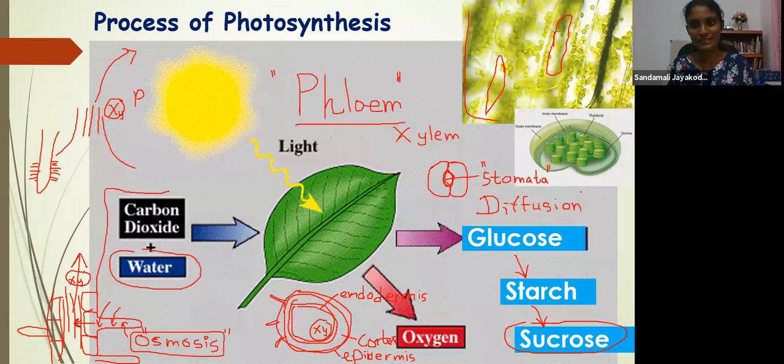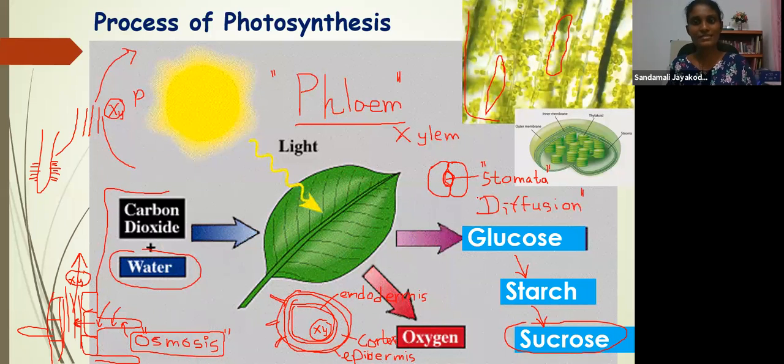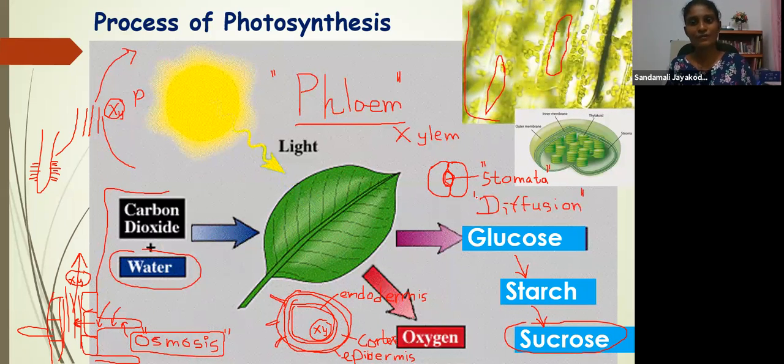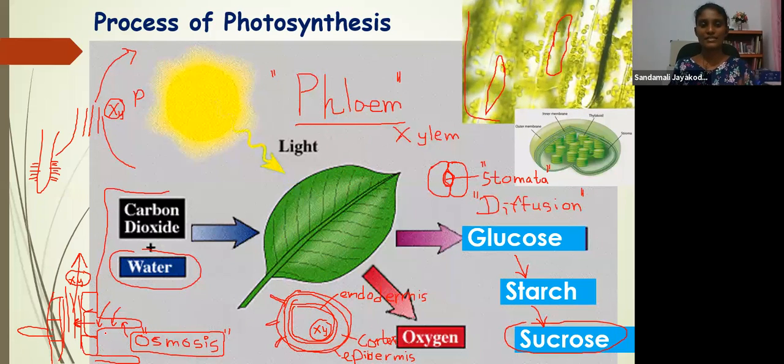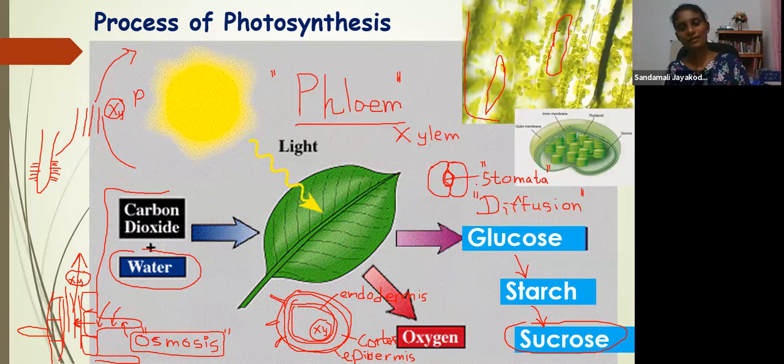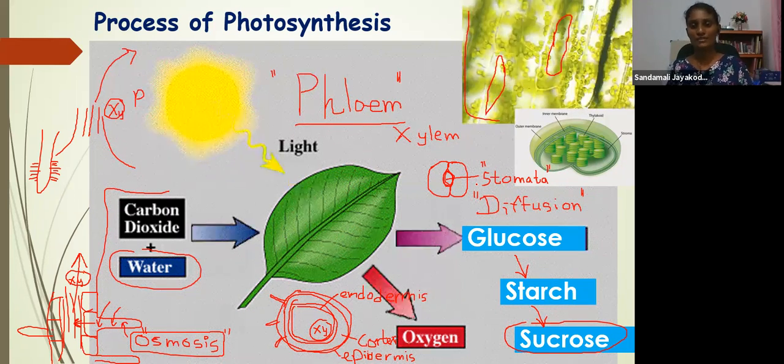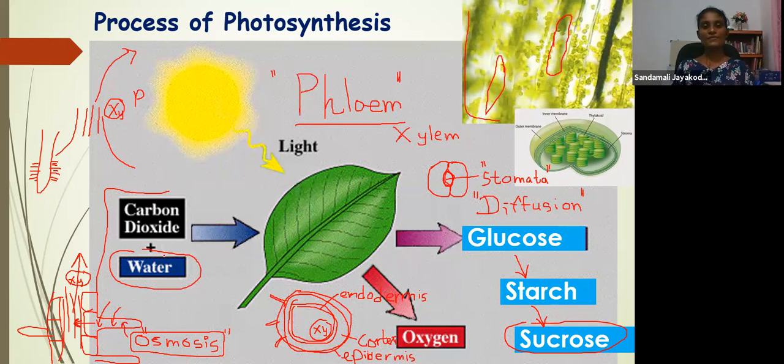For water, it is osmosis. For carbon dioxide, the mechanism is diffusion. You have to remember those two words and also where they are absorbed from. Water is absorbed from root hairs and carbon dioxide gas is absorbed through stomata. So that is the way of absorbing it.